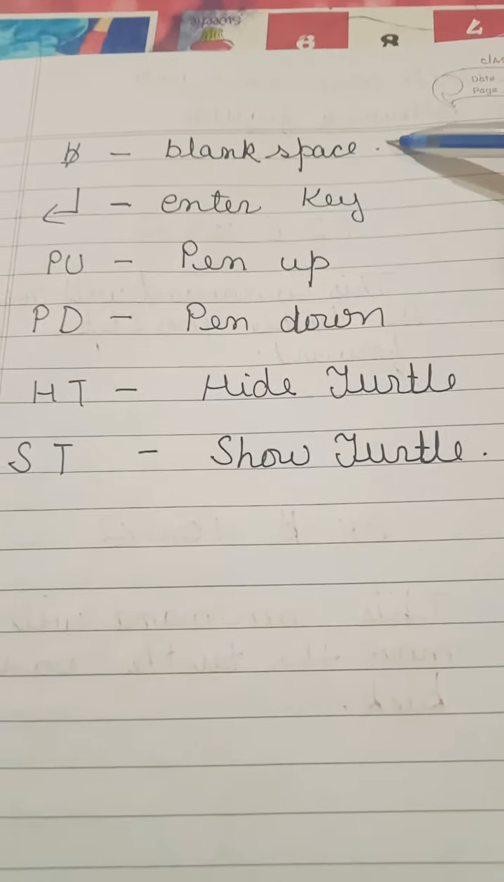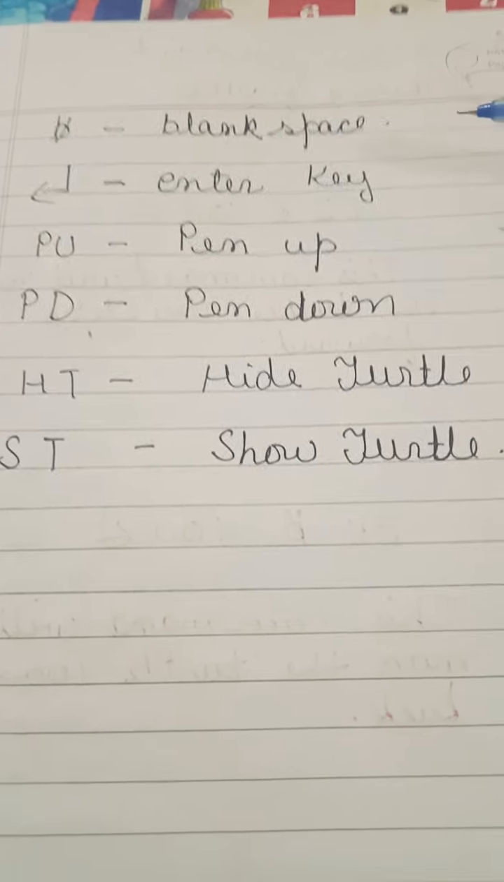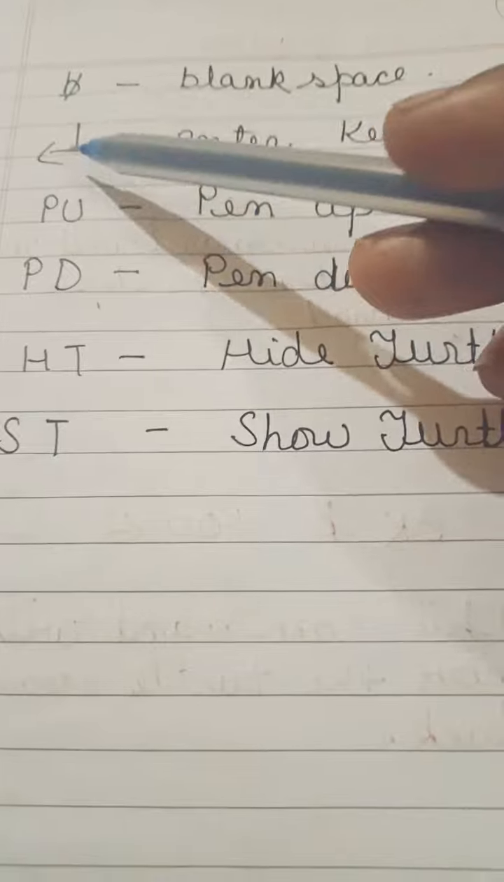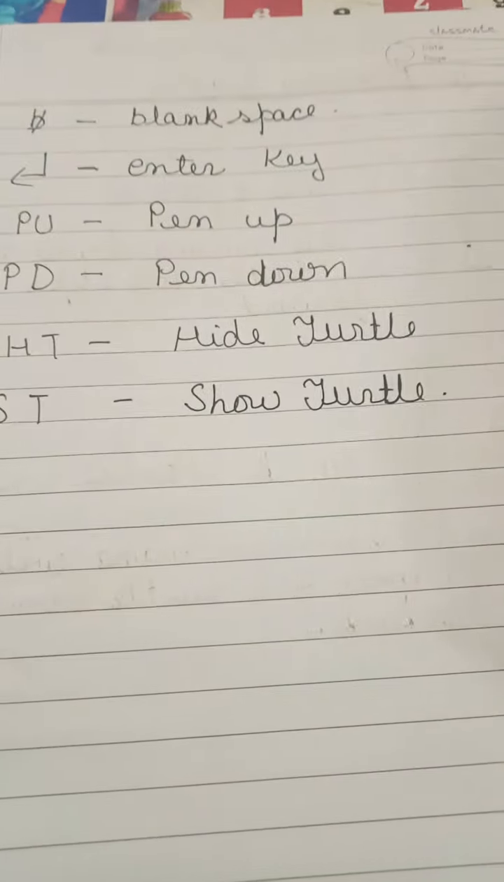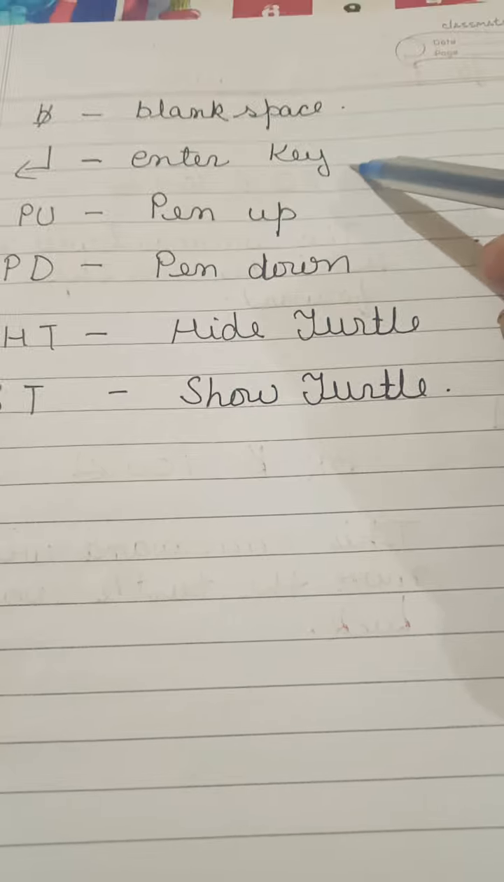See this blank space: between two commands, two instructions, we give a space, and that is a blank space. The blank space is the space bar key present on the keyboard. The enter key is also present on the keyboard, we know.